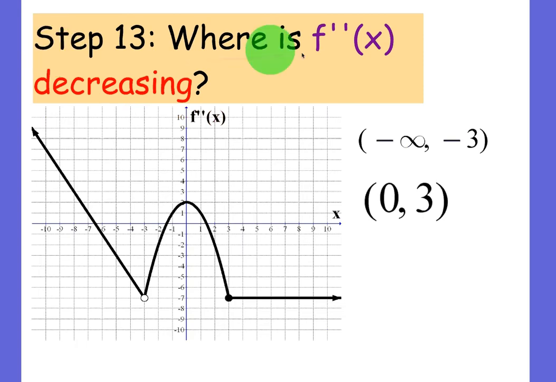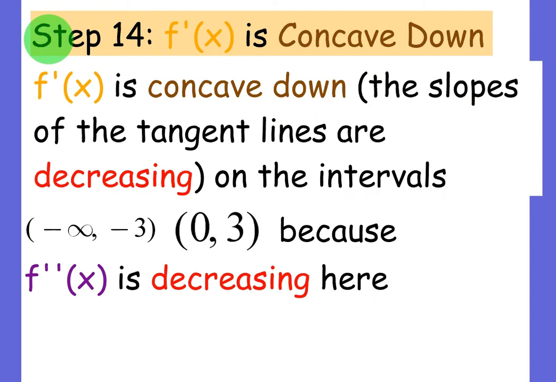All right, where is f double prime of x decreasing? Let's take a look. It's going to be going down here, going down there. So on these intervals, now again, wherever f double prime is decreasing, if you go one function up, f prime, that means it's going to be concave down because the slopes of its tangent lines are going to be decreasing. So f prime of x will be concave down on the intervals -infinity to -3, and 0 to 3 because f double prime of x is decreasing.